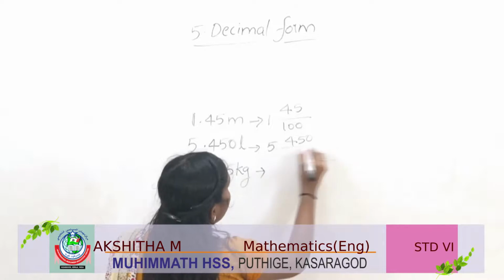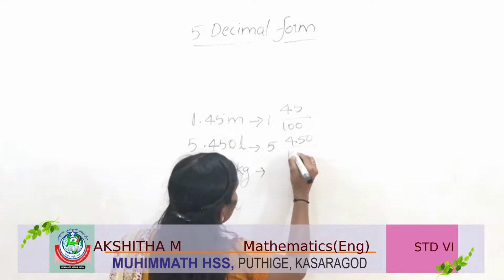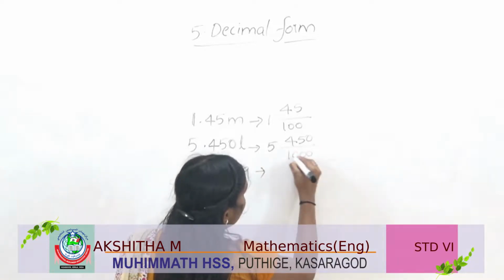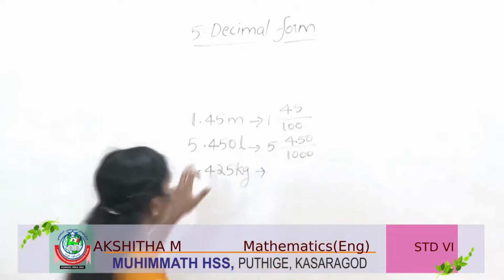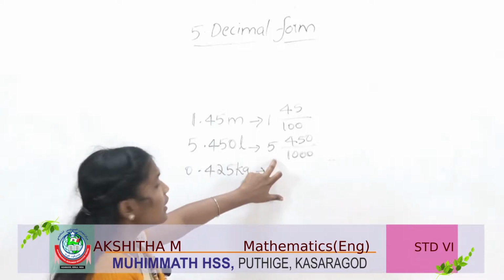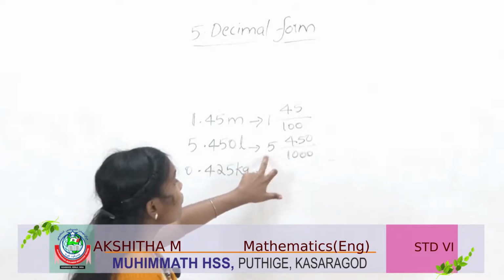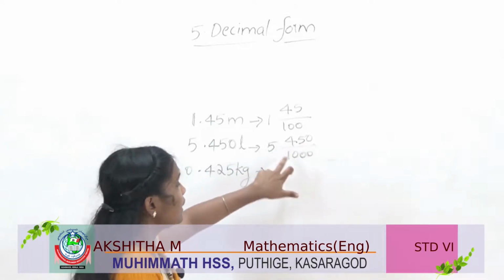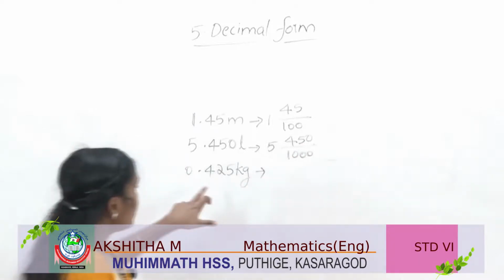5.450 liter we can write in fraction. In reverse we can write 450 by 1000. Look at the next one.